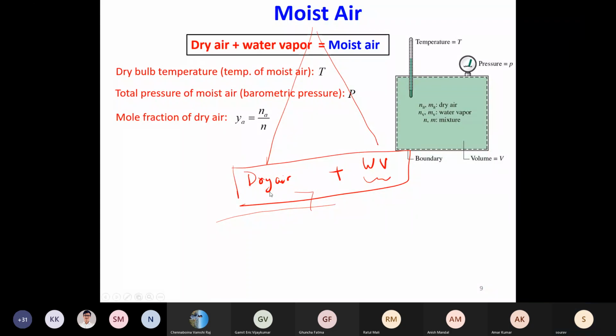So now if you have a mixture of two gases, how many properties are needed to fix the state point? If I just give you pressure and temperature, will you be able to fix the state of this mixture? No. You will also need additional information on the mole fraction. What is the mole fraction of air or water vapor? You can subtract that mole fraction from 1 to get the other mole fraction. So you will also require the mole fraction or mass fraction.